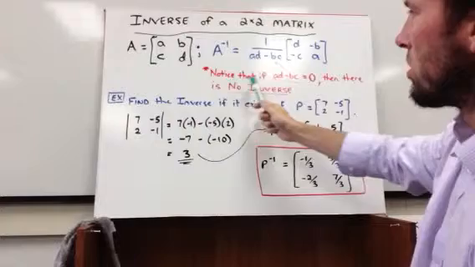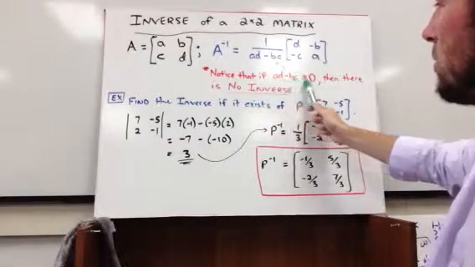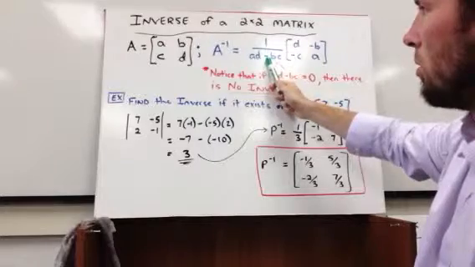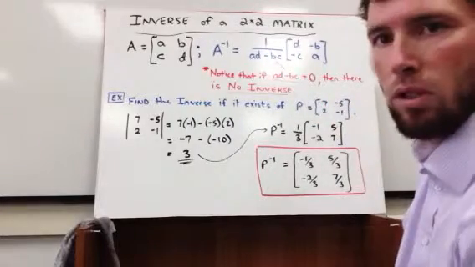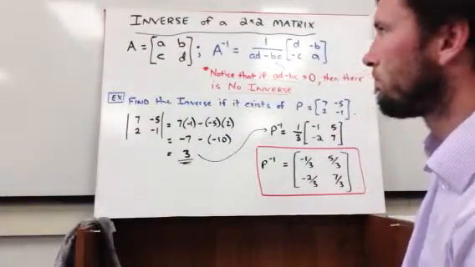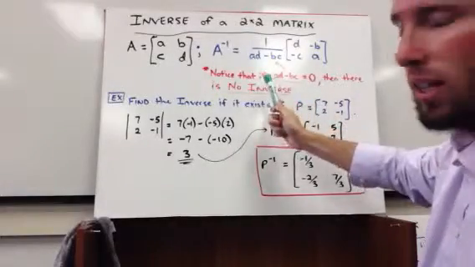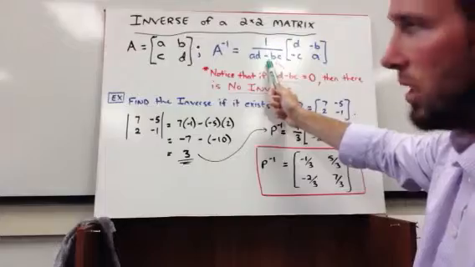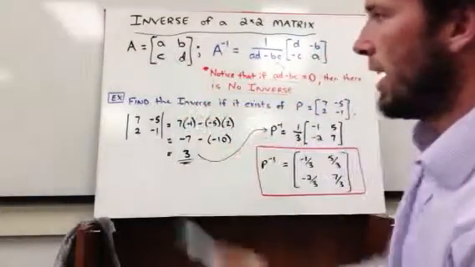I want you to notice that if AD minus BC equals 0, you can't divide by 0. So there's no inverse if that happens. All right? And also recognize that AD minus BC is simply the determinant of your original matrix, A.